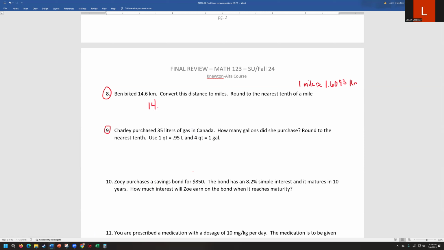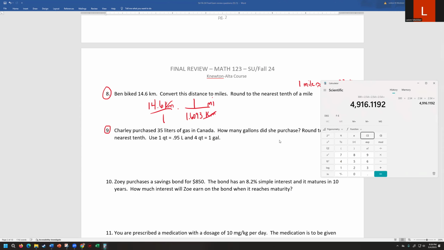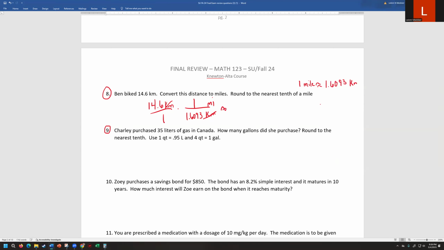So this is 14.6 kilometers. And to get kilometers canceled, we have to put kilometers on the bottom and miles on the top. And we put the 1 with the miles and the 1.6093 with the kilometers. Notice our kilometers will cancel out. And this one is division because your 14.6 is on top, but the next number is on the bottom. That's not a 1. So we're going to divide by 1.6093, round to the nearest tenth. So this will be 9.1 miles. So 14.6 kilometers is about 9.1 miles if you ran it.